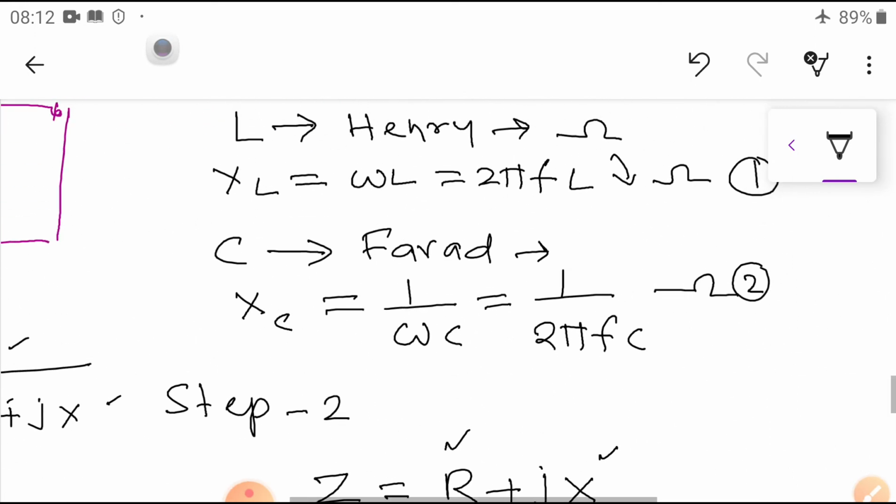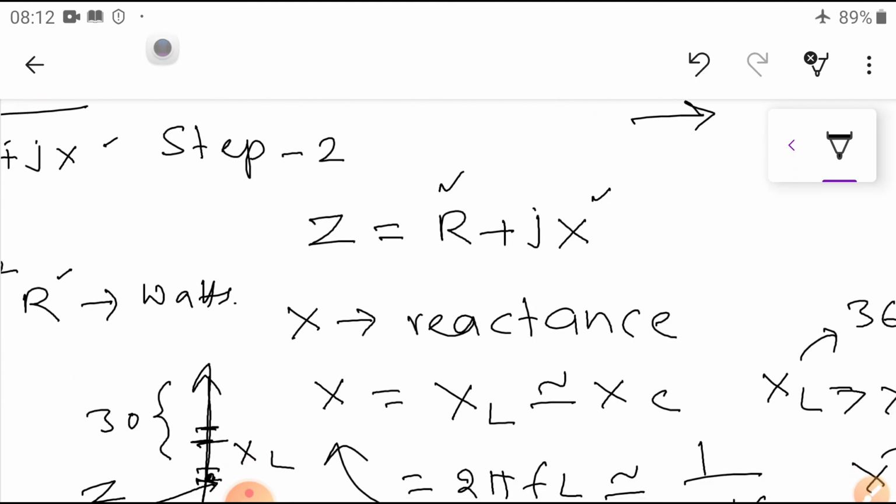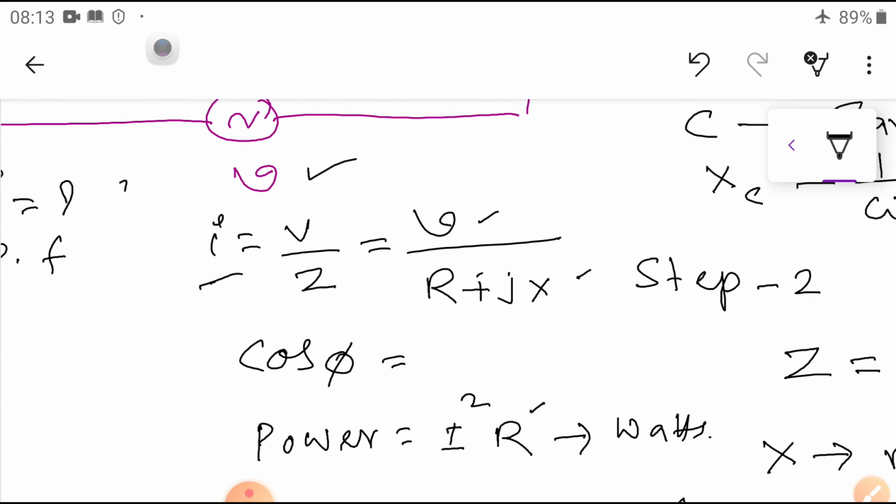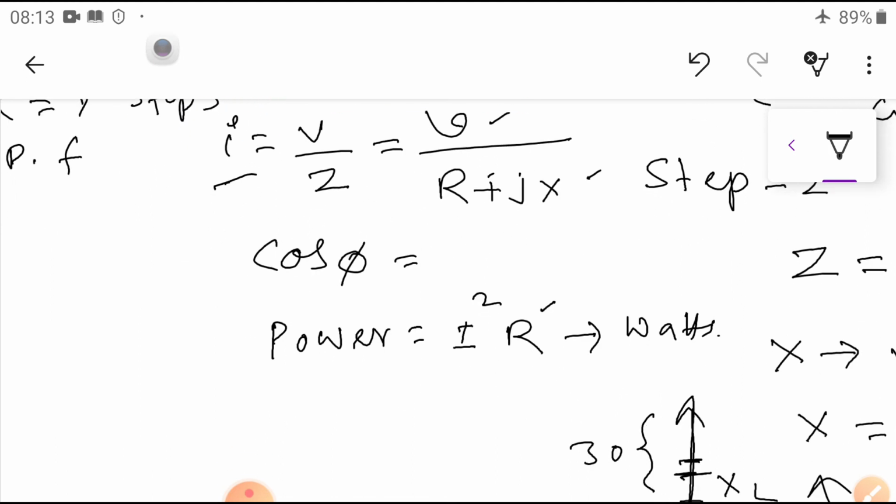Step 1, convert to the ohmic value. Step 2, find the Z. Step 3, find the current. Step 4, find the phase angle and power factor. Step 5, find the power, whatever you require. So this is the procedure, dear students.